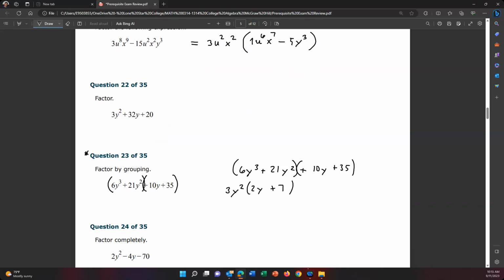Out of the second group, it seems like all they have in common is a positive 5. 5 goes into 10, 5 goes into 35. Why not the letter y? Because it is not common on both terms, okay? So what do we have here? We have 2y, 5 times 2 is 10, and we need a y, and here just a 7.